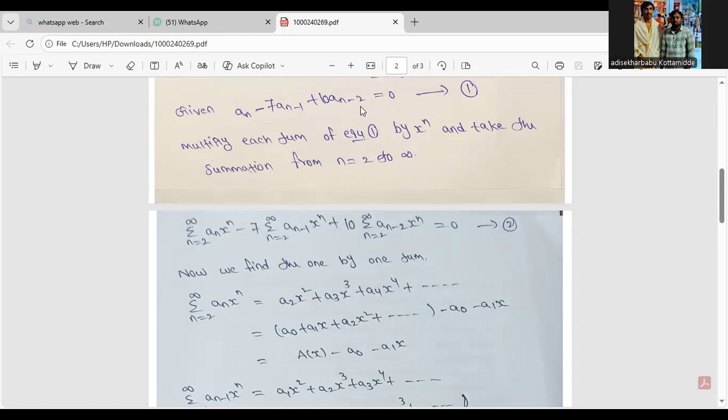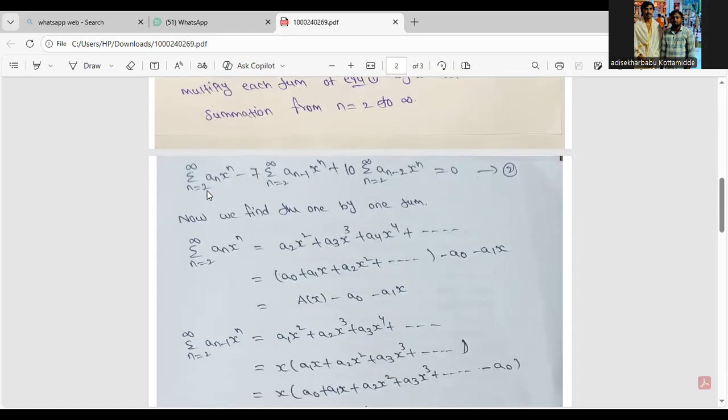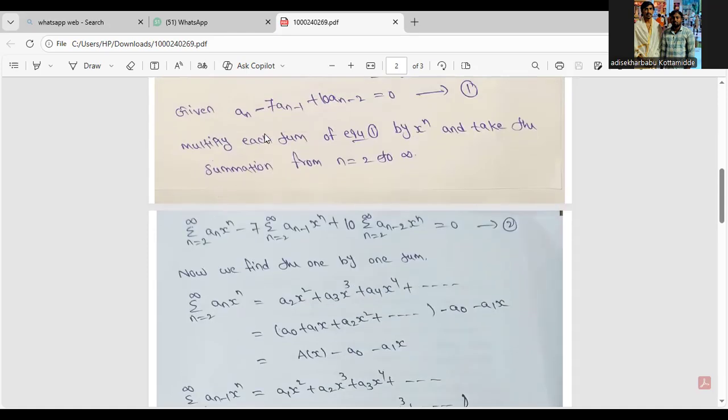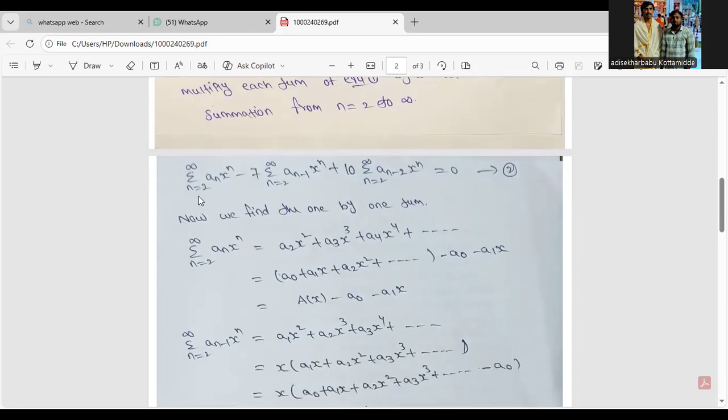That means the given recurrence has order 2, and it starts from n equal to 2 to infinity. Now multiply the given recurrence relation by x power n and take the summation also from n equal to 2 to infinity: summation n equal to 2 to infinity a_n x^n minus 7 times summation n equal to 2 to infinity a_(n-1) x^n plus 10 times summation n equal to 2 to infinity a_(n-2) x^n equal to 0. This is equation number 2.